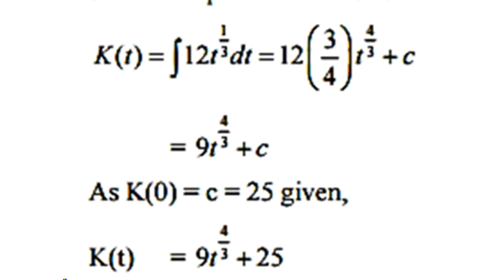Solution: K of t is equal to the integral of 12t raised to 1 over 3 dt is equal to 12 times 3 over 4 t raised to 4 over 3 plus C is equal to 9t raised to 4 over 3 plus C. As K of 0 is equal to C is equal to 25, given K of t is equal to 9t raised to 4 over 3 plus 25.